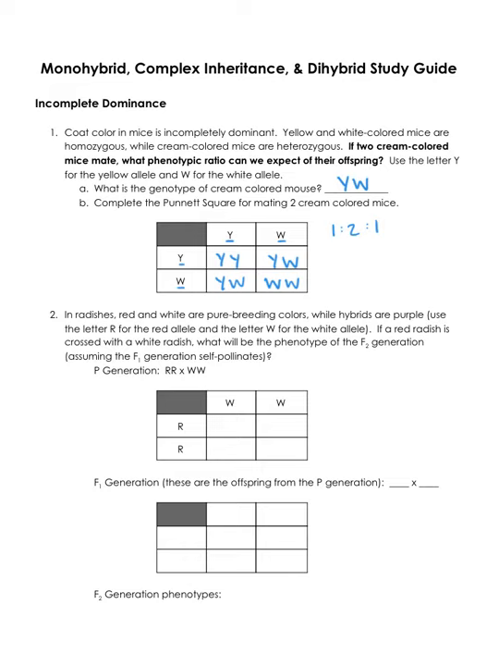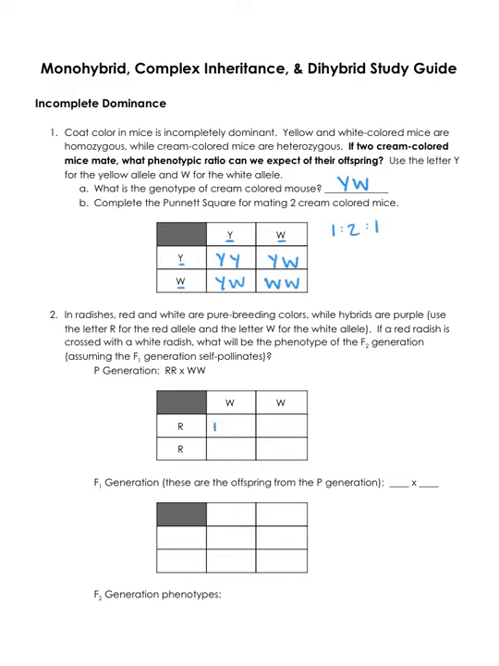Number 2 says in radishes, red and white are pure breeding colors, while hybrids are purple. We're going to use the letter R for the red allele and the letter W for the white allele. If a red radish is crossed with a white radish, what will be the phenotype of the F2 generation, assuming that the F1 generation self-pollinates? So our parental generation, again, was true breeding. So they're WW and RR.